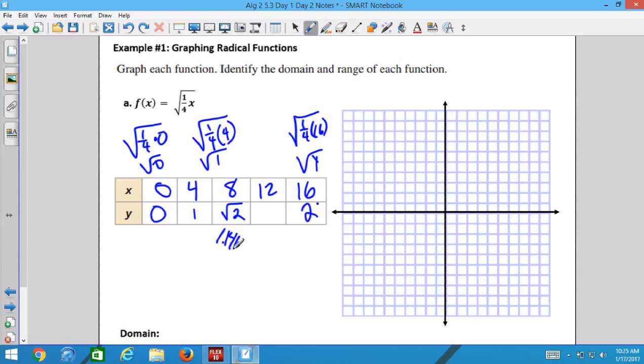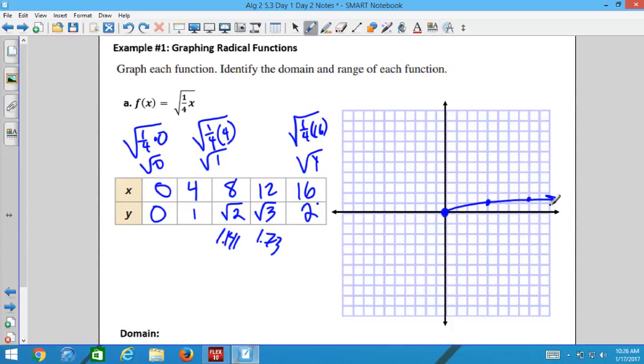So if I do 12, I end up with the square root of 3, and that's another one where you'd have to use your calculator. But we can approximate it. It's fine. So we're graphing 0, 0, 4, 1. 8 is like 1.1 something, and then after that I'm off the graph.